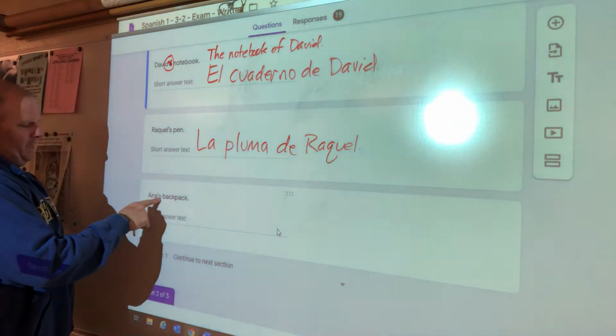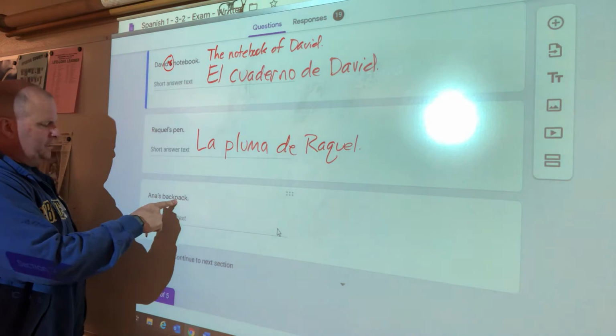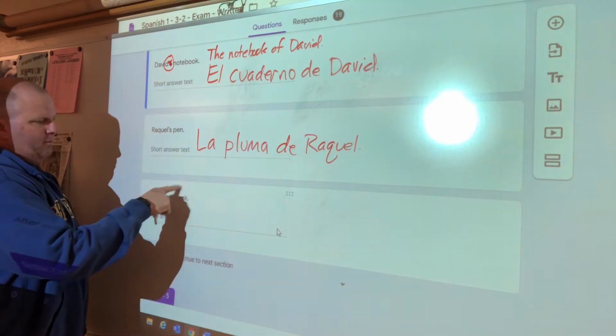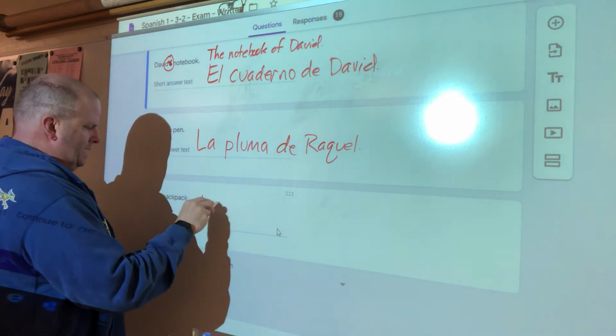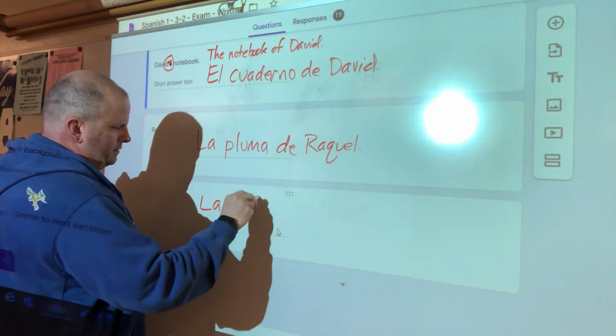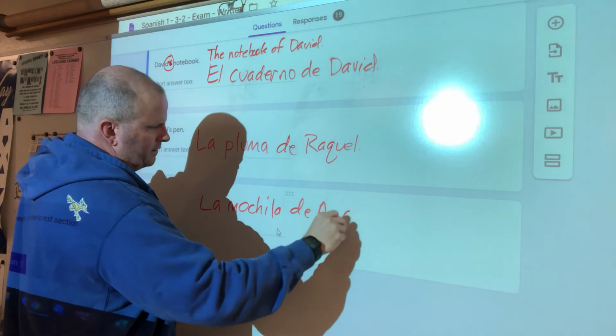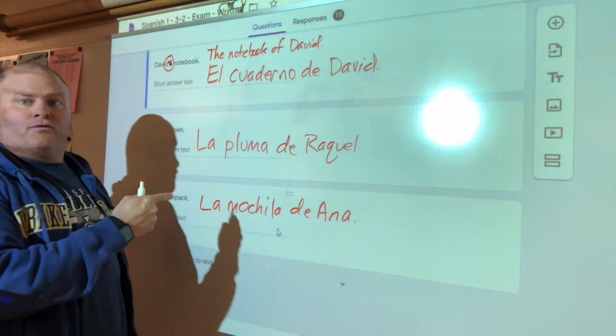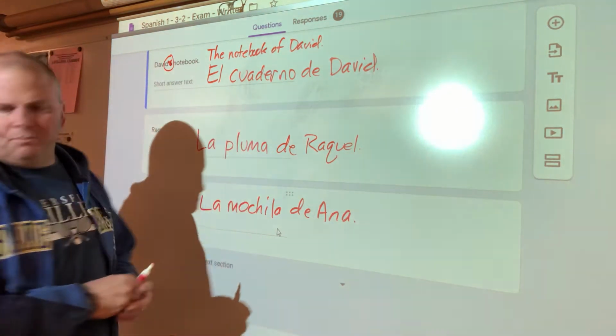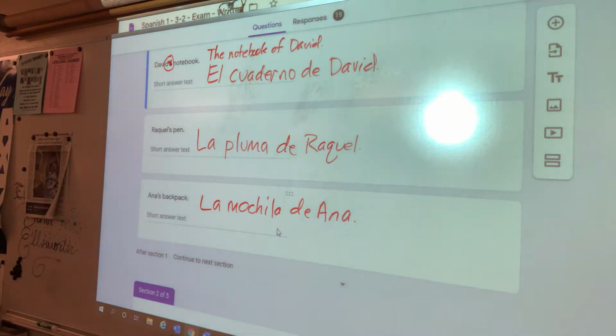And then down here we have Anna's backpack. Backpack is mochila, and we're going to say the backpack of Anna. So you say la mochila de Ana. All right, so that's how you do the first section. Let me scroll down for the next one.